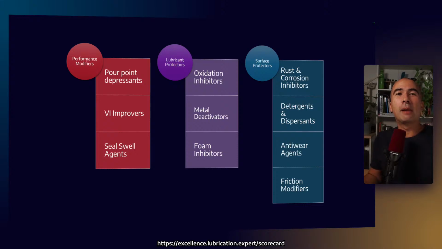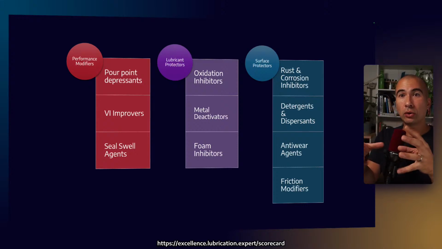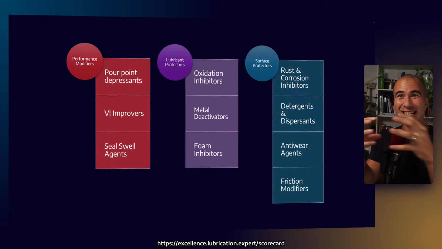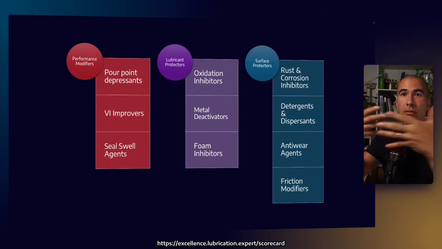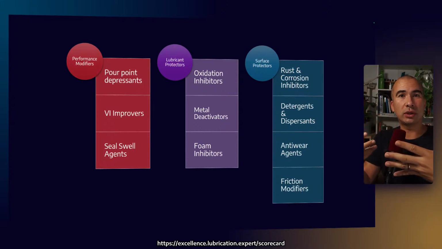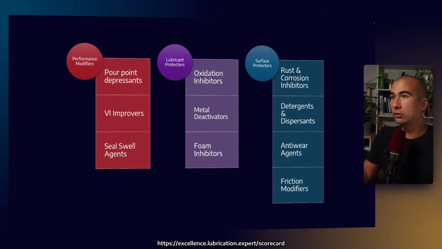Amazing. Some oils will shrink or swell seals, because there is an interaction between seal materials and the oils. Some they'll want to exchange with each other. So in order to swell seals, we use seal swell agents. Again, does what it says on the tin. If we want to inhibit oxidation, we use oxidation inhibitors. If we want to deactivate metals, the reason we want to deactivate metals is because they can cause further oxidation, we use metal deactivators. If we want to inhibit foam, we use foam inhibitors.